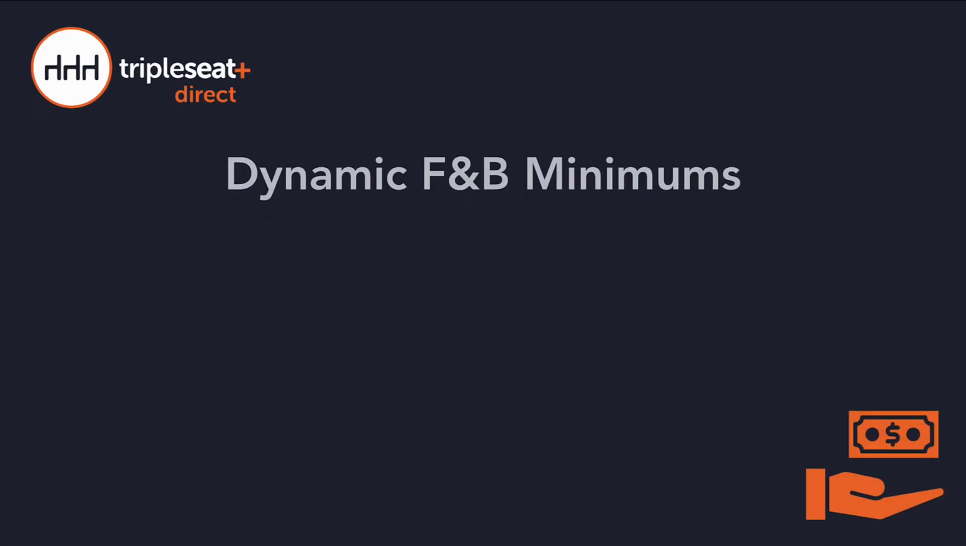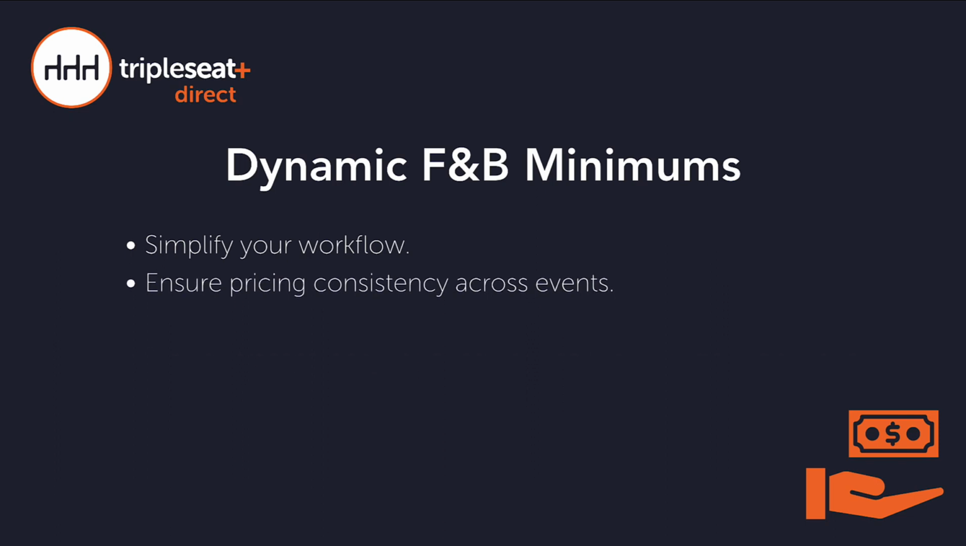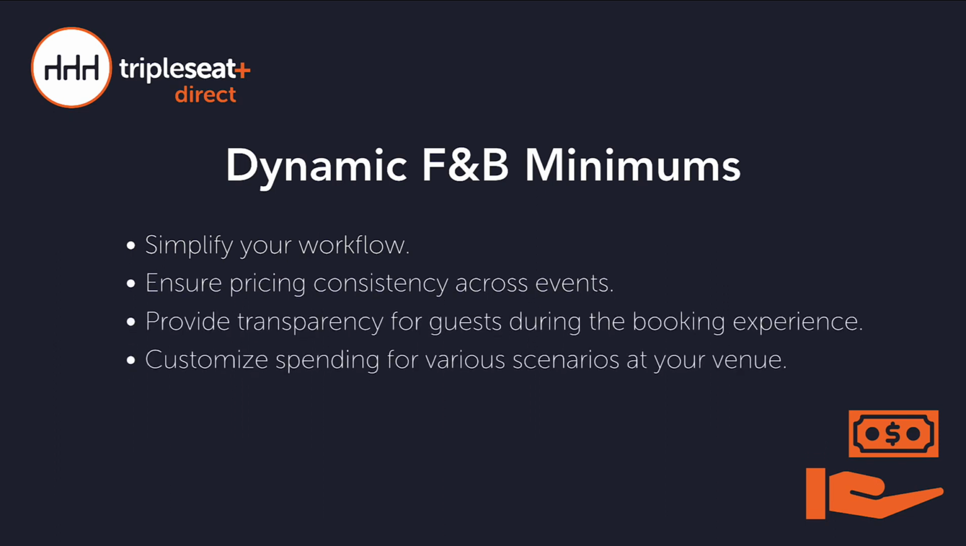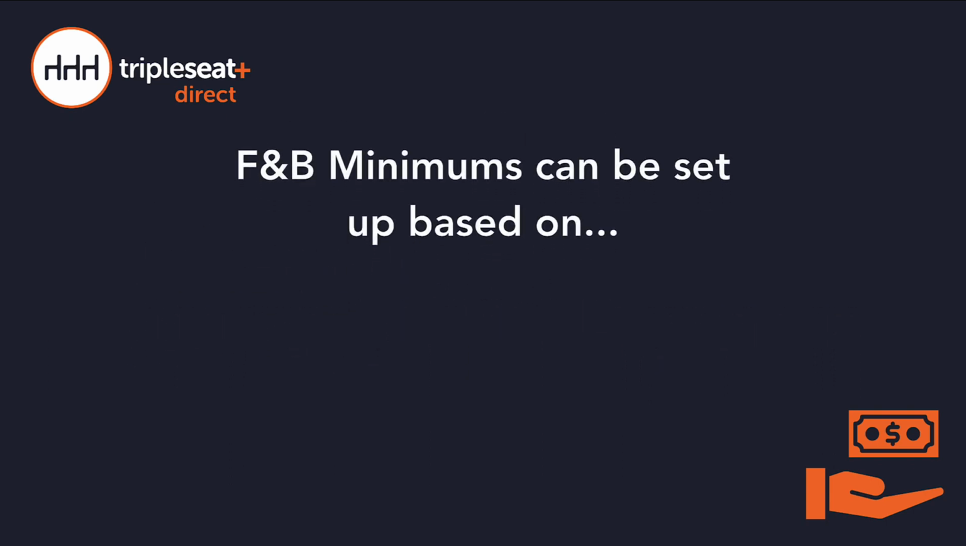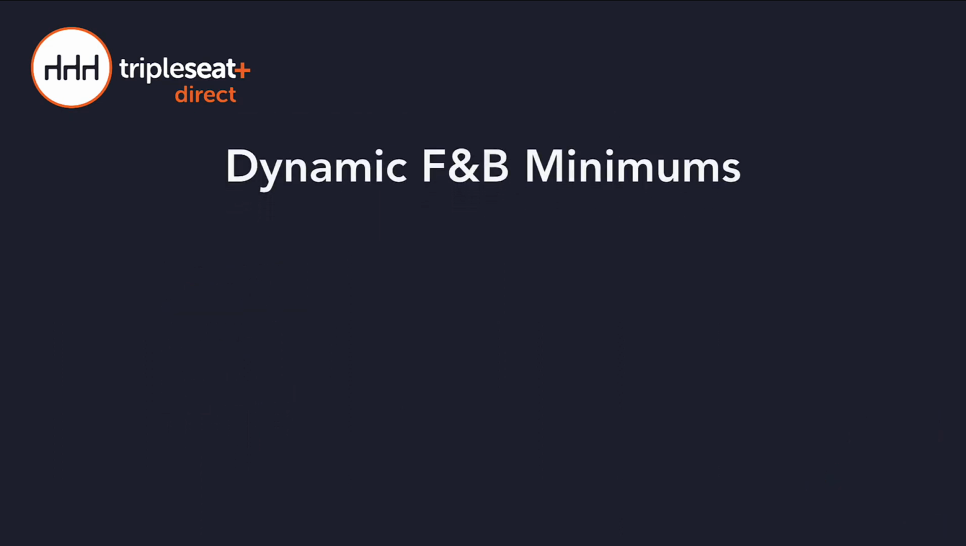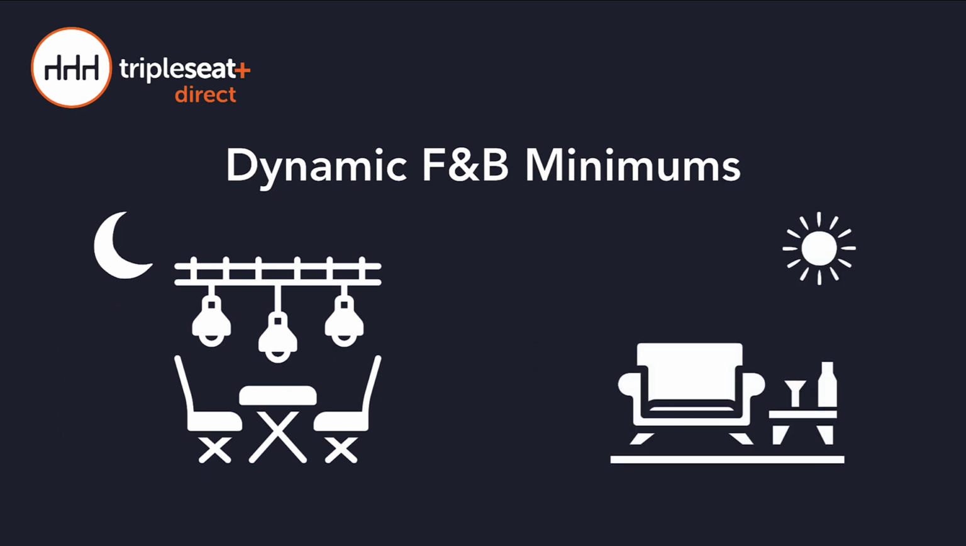Hi everyone! In this video, we will explore how dynamic F&B minimums unleash the full power of TripleseatDirect, saving you time by further automating workflows and improving the guest experience by ensuring consistency and transparency. Dynamic F&B minimums are customizable amounts that can be set up based on location, event style, room, time, and day of the week. This pricing customization recognizes that a minimum for a Friday night on the patio will significantly differ from a Monday afternoon in the dining room.